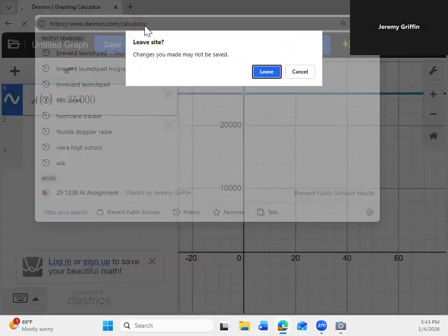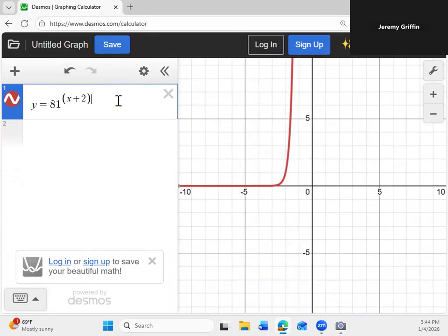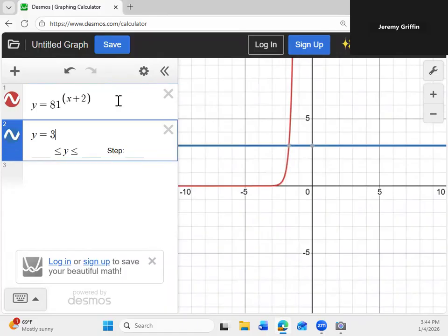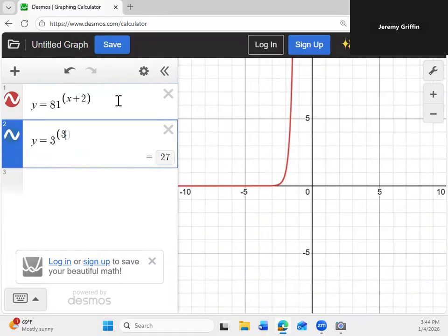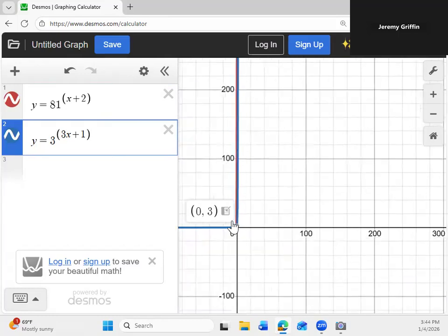Here, let's start over. Clear all that. So if I say y equals 81 to the power of x plus 2, and down here y equals 3 to the power of 3x plus 1. According to my solution, there's no solution, that these two graphs would just never cross. Yeah, it looks like they, in fact, never cross.